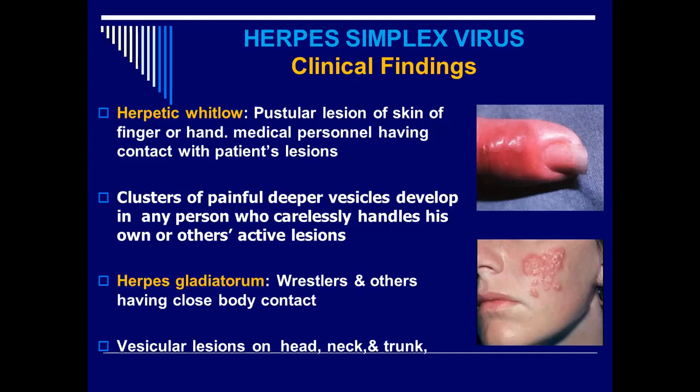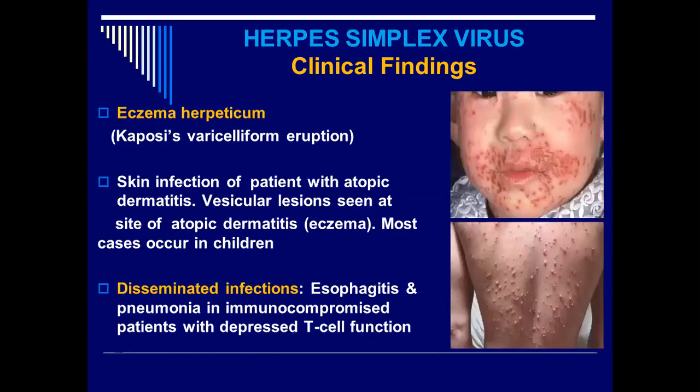The herpes gladiatorum is what you see in wrestlers or others who have close contact. This is obvious from the term. The vesicular lesions on the hands, neck, and trunk are mostly seen in herpes gladiatorum, seen in wrestlers or others who have close body contact with affected or infected individuals.